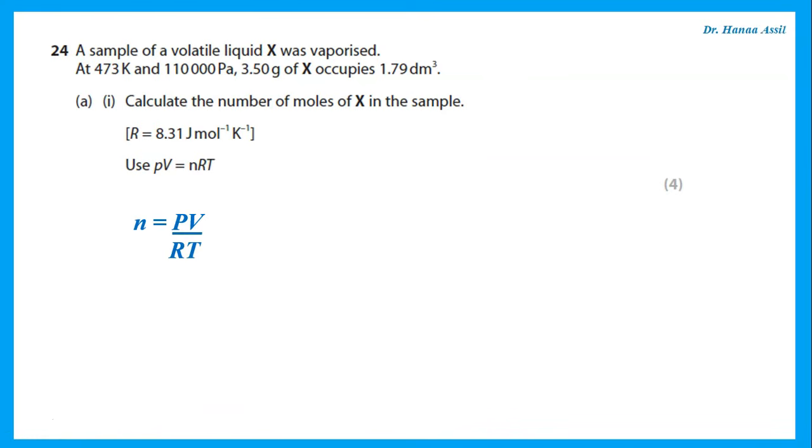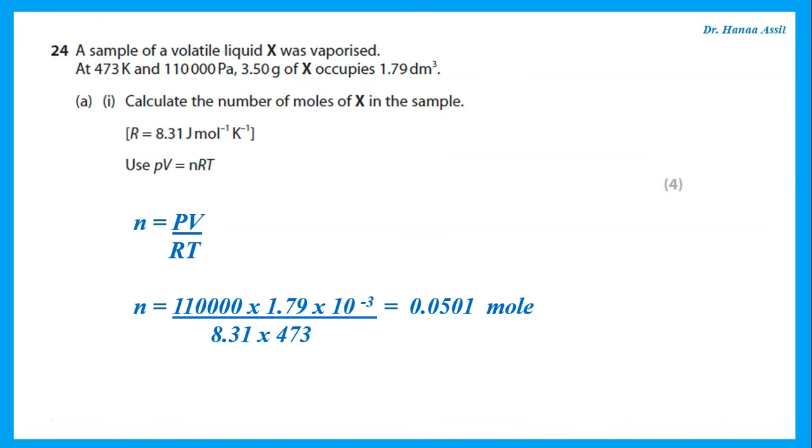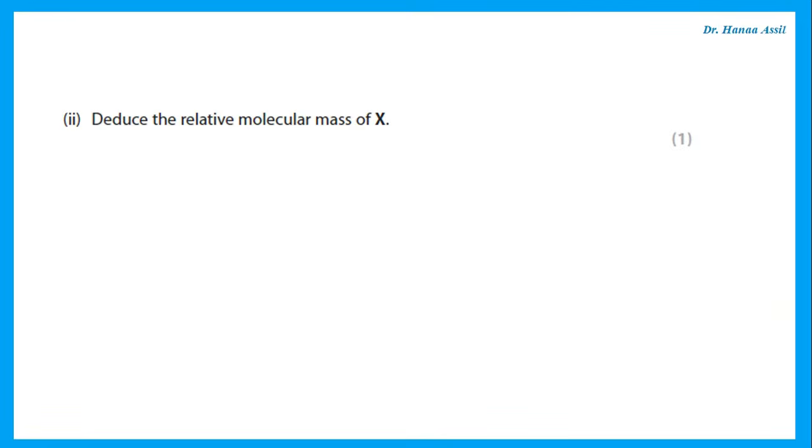Well, that means if I want to get number of moles, PV over RT, well, the pressure we're given in Pascal. That's what it should be. So we put it as it is. The volume is given in decimeter cubed. Remember, it has to be in meter cubed. So the decimeter cubed I have to multiply by 10 to the minus 3 to make it meter cubed. Now over R, we know that R is 8.31 times the temperature. We are given that the temperature is 473. This comes out to 0.05 mole.